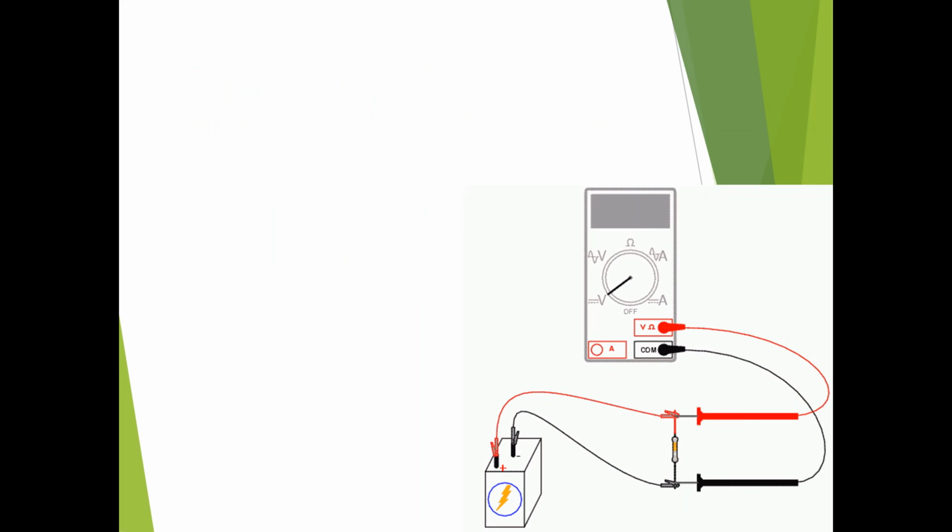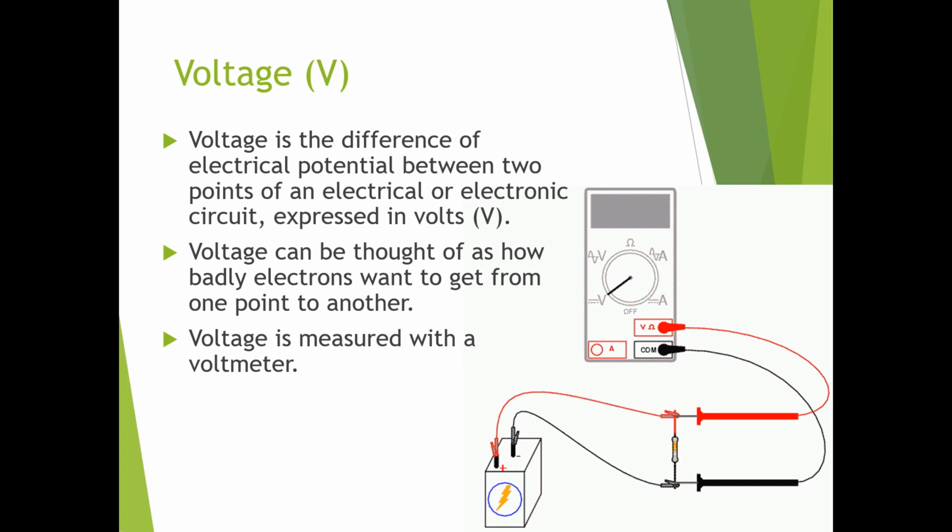Voltage. Voltage is the difference of electrical potential between 2 points of an electrical or electronic circuit, expressed in volts. Voltage can be thought of as how badly electrons want to get from one point to another. Voltage is measured with a voltmeter.